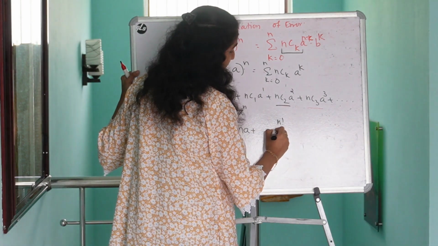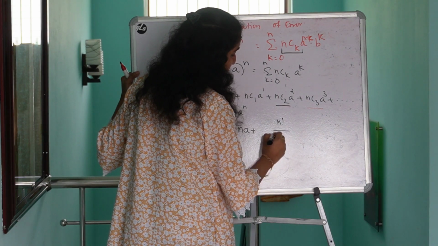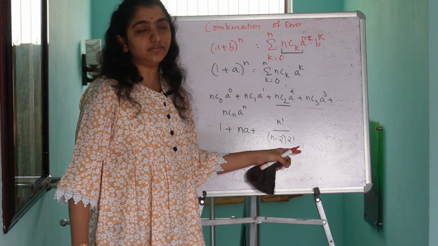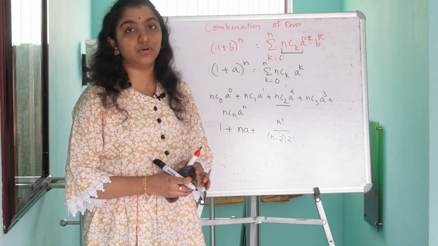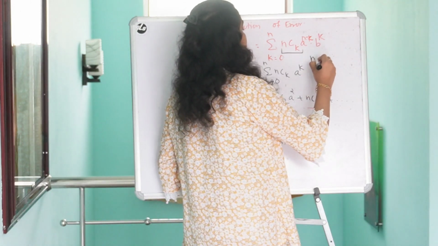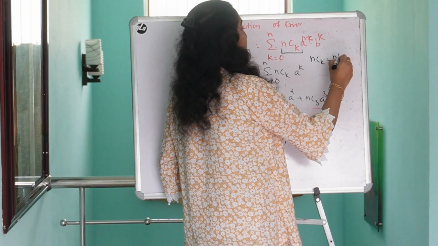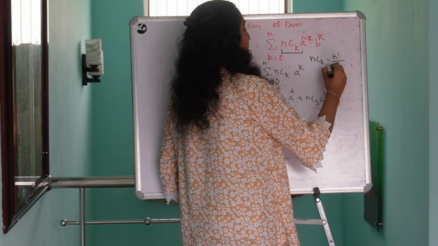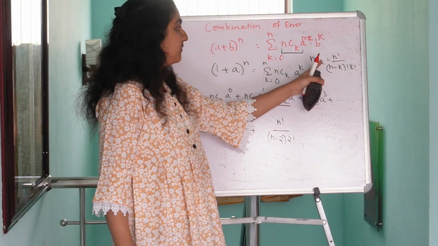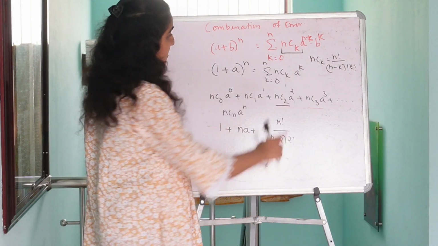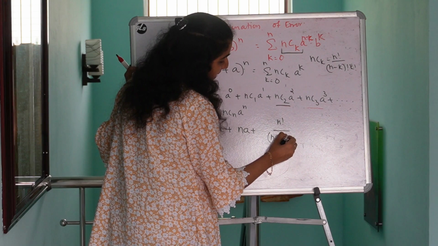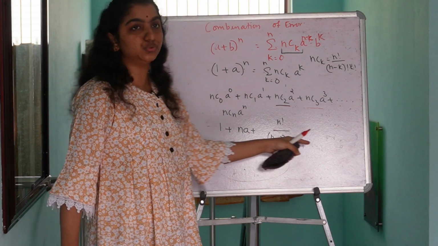n factorial divided by n minus 2 factorial into 2 factorial isn't simply substituting the values of n and k in the equation of combination. What is the equation of combination? nCk is equal to n factorial divided by n minus k factorial into k factorial. Simply I substituted the values of n and k in this particular equation. So I got the value as n factorial divided by n minus 2 factorial into 2 factorial.